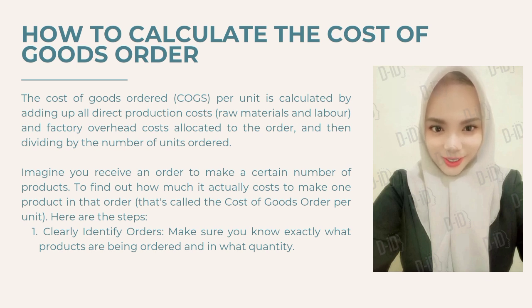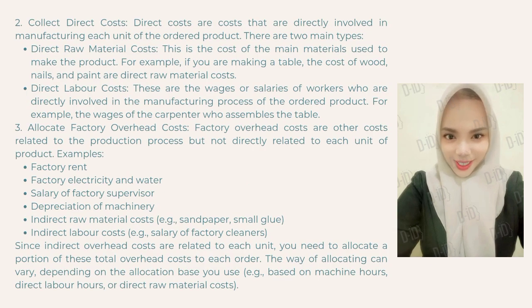1. Clearly identify orders. Make sure you know exactly what products are being ordered and in what quantity. 2. Collect direct costs. Direct costs are costs that are directly involved in manufacturing each unit of the ordered product. There are two main types. Direct raw material costs. This is the cost of the main materials used to make the product.